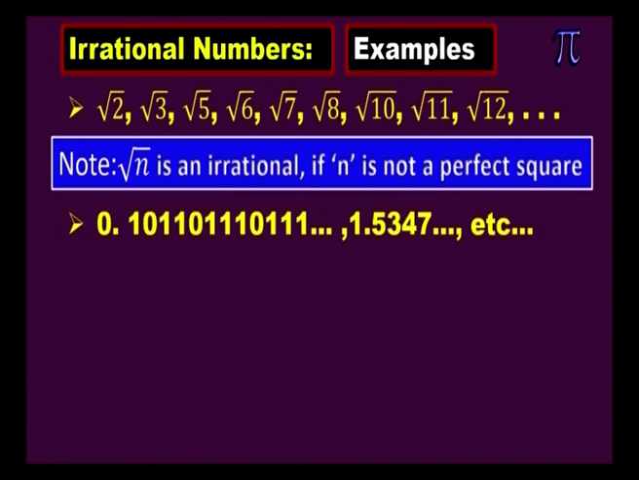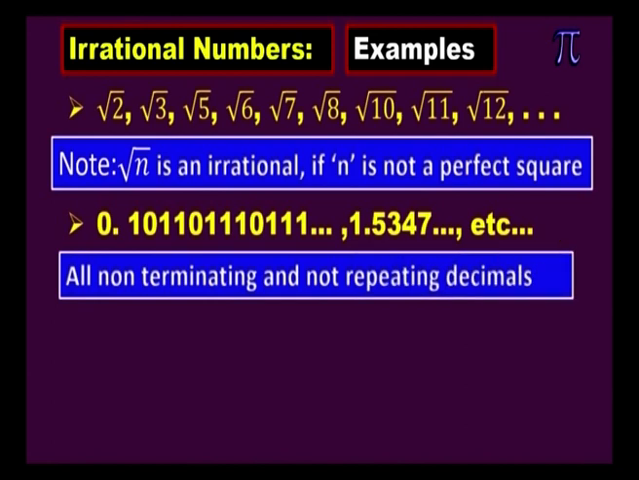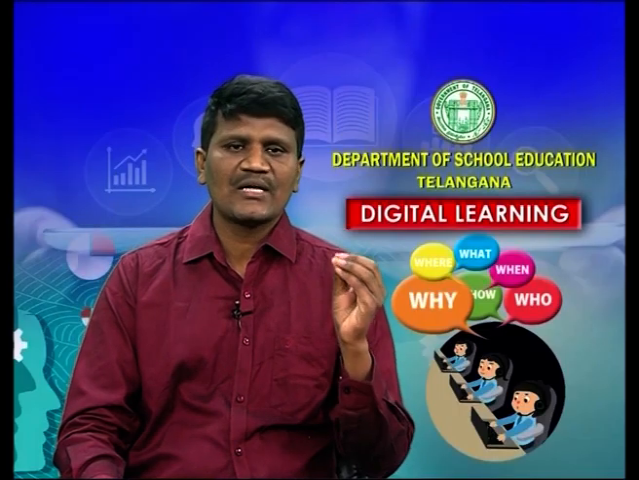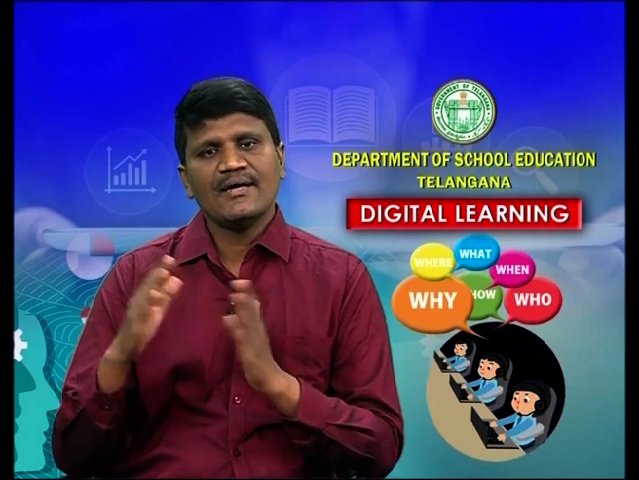And the second type of example: 0.10110111... and so on is a non-terminating, non-repeating decimal, and 1.5347... and so on is also a non-terminating, non-repeating decimal. So all these non-terminating and non-repeating decimals are examples of irrational numbers. And pi and e, and also log 2, log 3, etc. You are going to learn about log 2, log 3 and e in the next class.